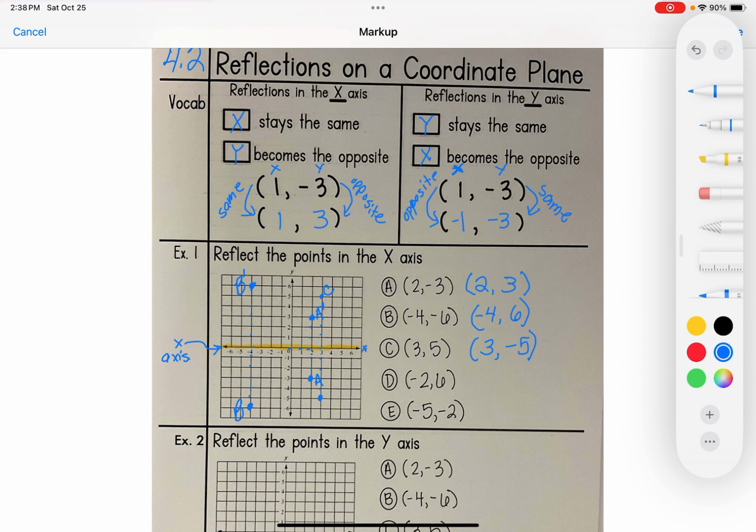1, 2, 3, 4, 5. Plot my point right there. I've got C prime. Okay, the opposite of C is C prime. Again, if I folded on the yellow line, they'd match up perfectly. Let's do the same thing with D.